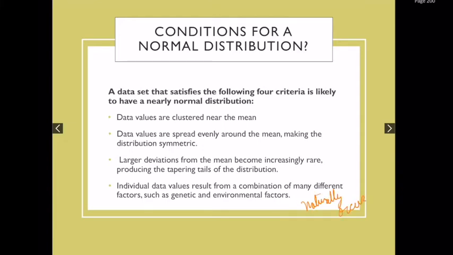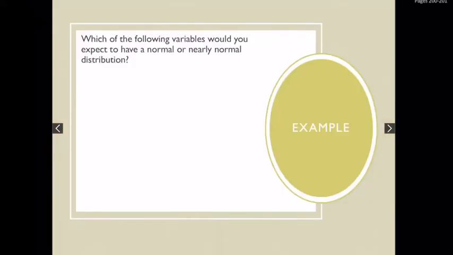Okay, so let's take a look at whether you would expect these variables to have a normal or nearly normal distribution, or not at all. Scores on a very, very easy test. Scores on a very easy test, that means everyone would do really well. So all those would be kind of close together, but it wouldn't necessarily be a normal distribution because it's not occurring naturally. So that'd be something that has a nearly normal distribution.